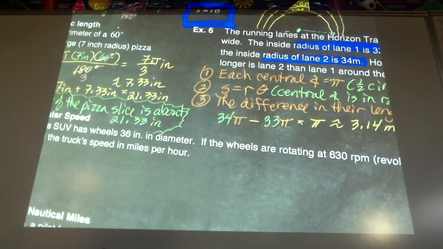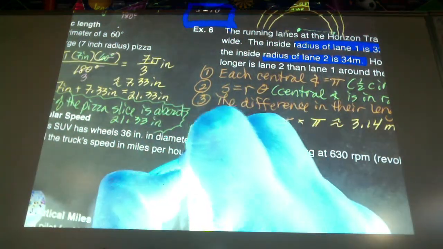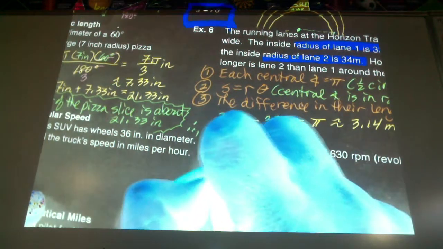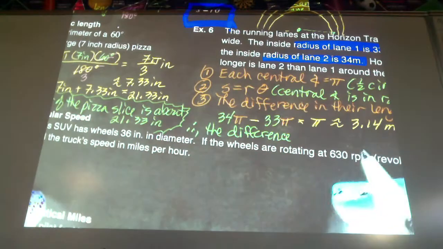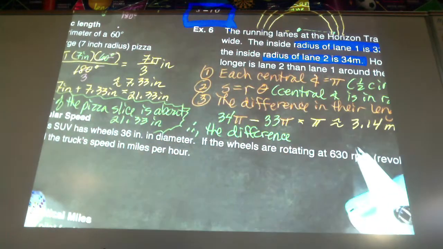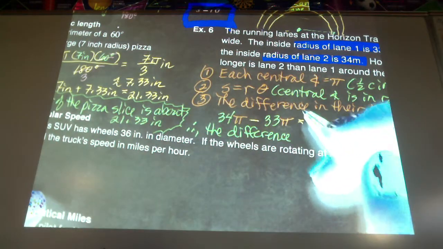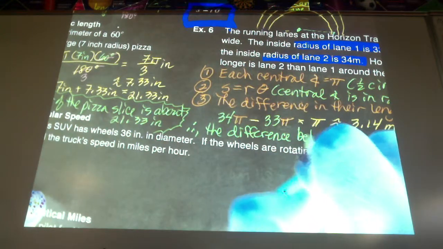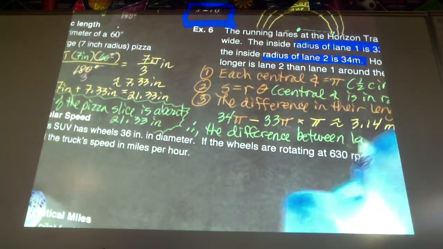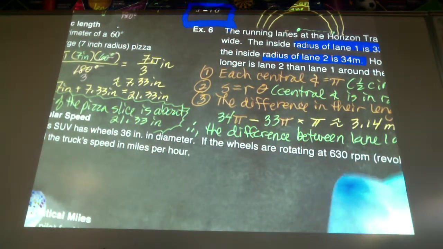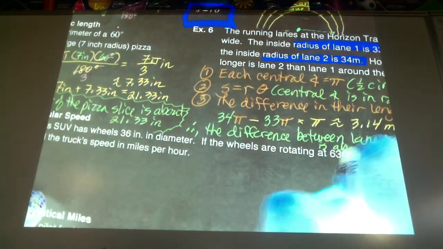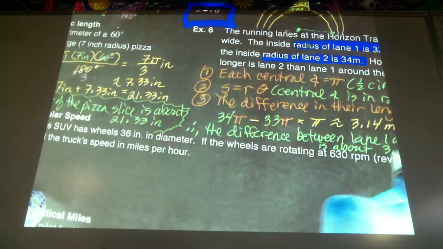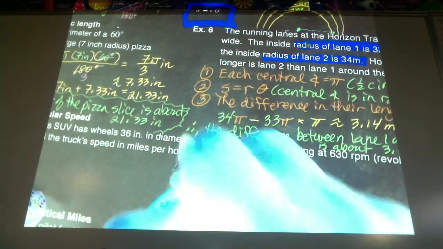So, therefore, the difference between lane 1 and lane 2 is about 3.14 meters.